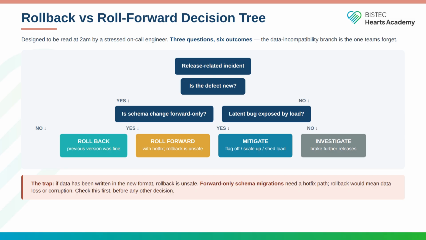The trap at the bottom: if data has been written in the new format, rollback is unsafe. Forward-only schema migrations always need a hotfix path. Check this first, before any other decision, because rolling back over a forward-only schema is the kind of mistake that turns a 1-hour incident into a 1-week data recovery project.